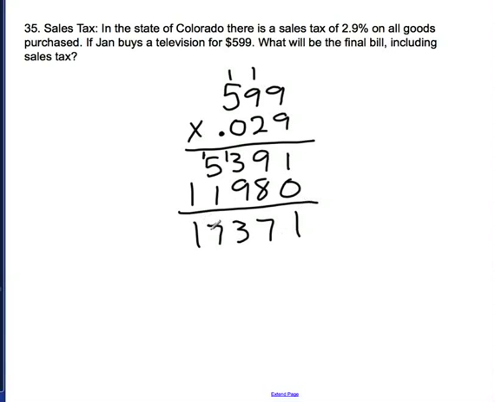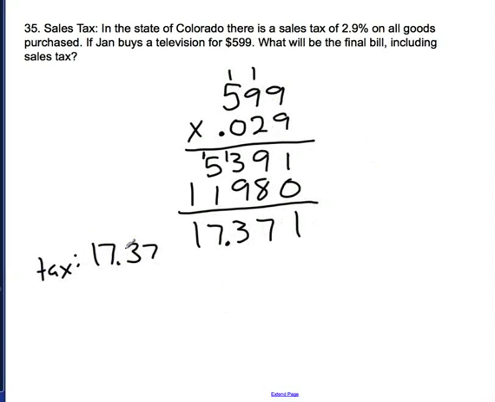Now, this looks like a really big number, but how many decimals are we dealing with? We're dealing with 1, 2, 3. Now, if there was a decimal up here, we'd have to add more, but we're only dealing with 3, so we're going to bring this over 3 decimal places. So my sales tax is going to be $17.37 for this thing that he's buying for $599.